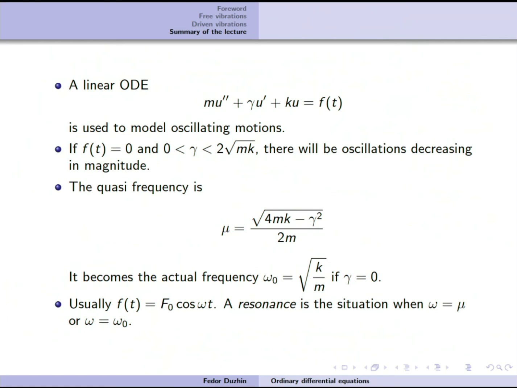And finally, resonance is a situation when the frequency of the driving force is the same as the natural frequency of the system, right? Or that's for the case of undamped oscillations. Of course, if oscillations are damped, then the resonance happens when the frequency of the driving force is the same as the quasi-frequency. All right, so that's the end of the lecture.